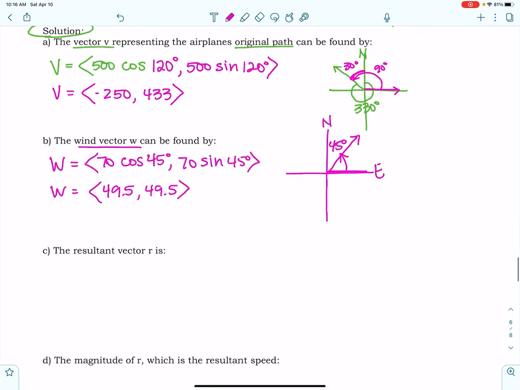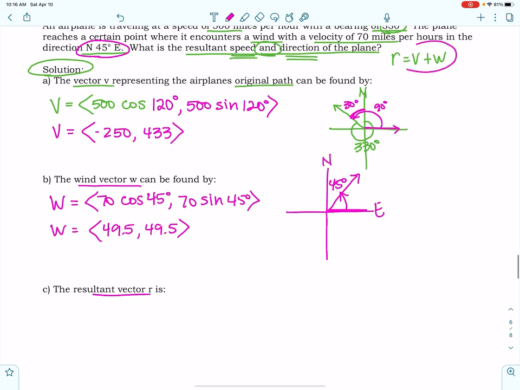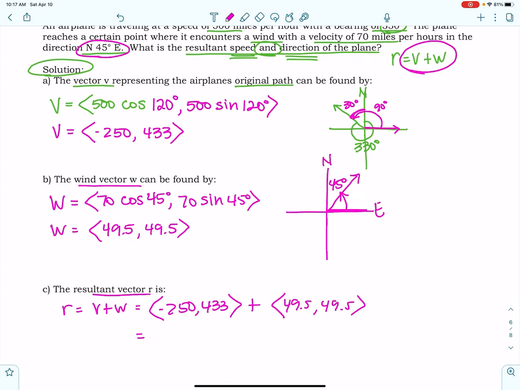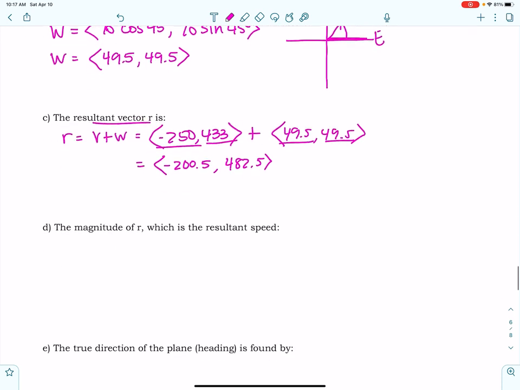Okay, so the resultant vector is going to occur when I add those two together. So my resultant vector is v plus w. So that means I've got negative 250.33 plus 49.5. So remember, we're going to keep our horizontal components together. So negative 250 and 49.5. When I add those together, I get negative 200.5. And when I add these together, I get 482.5. So there's my resultant vector.